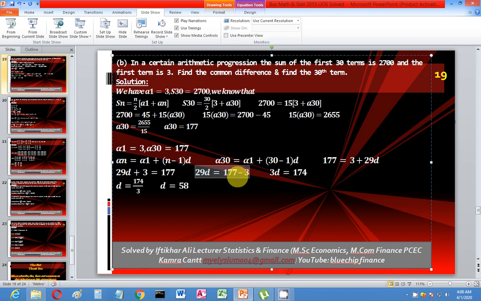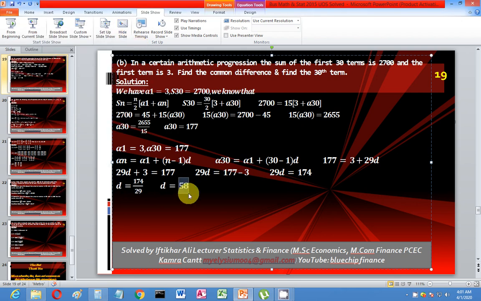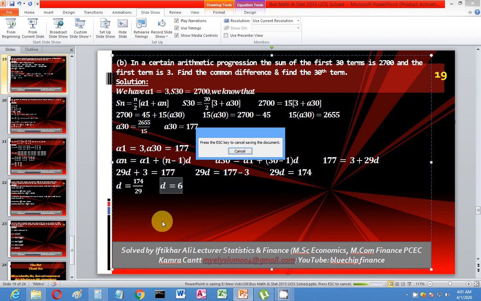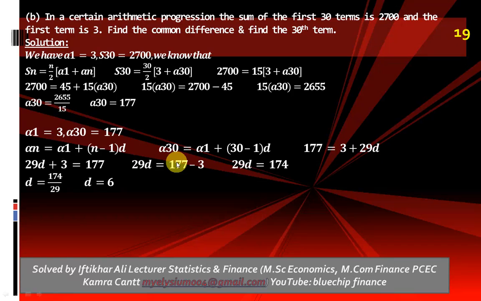equals 177 minus 3, and 29d equals 174, and 174 divided by 29, that is 6. So the difference is 6 here.